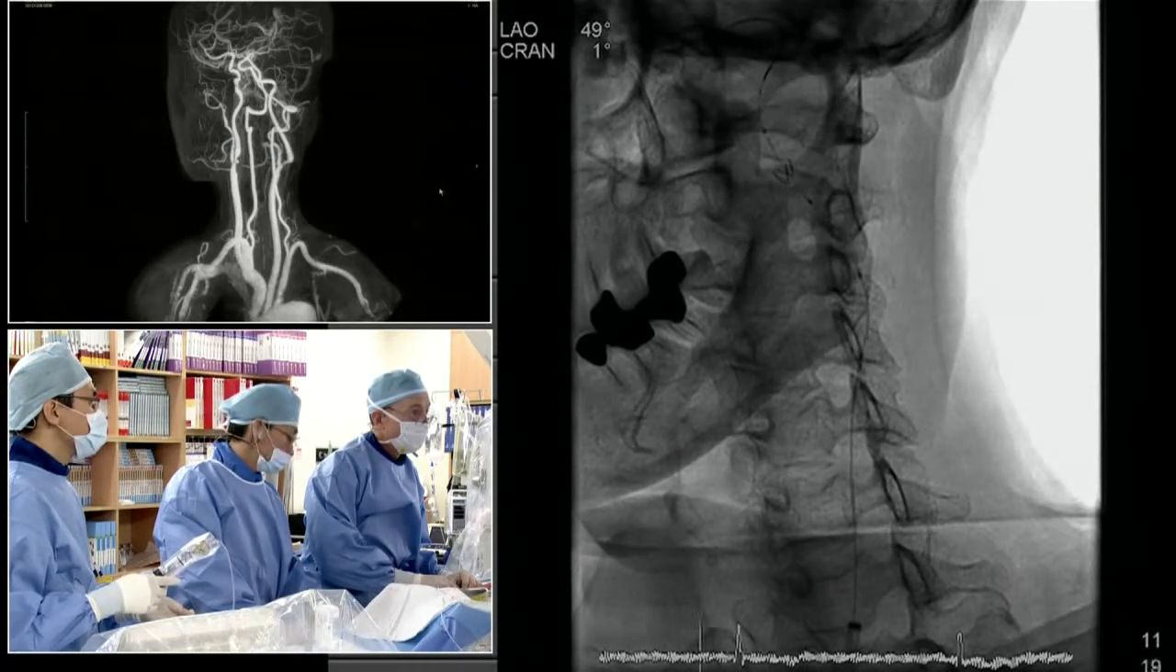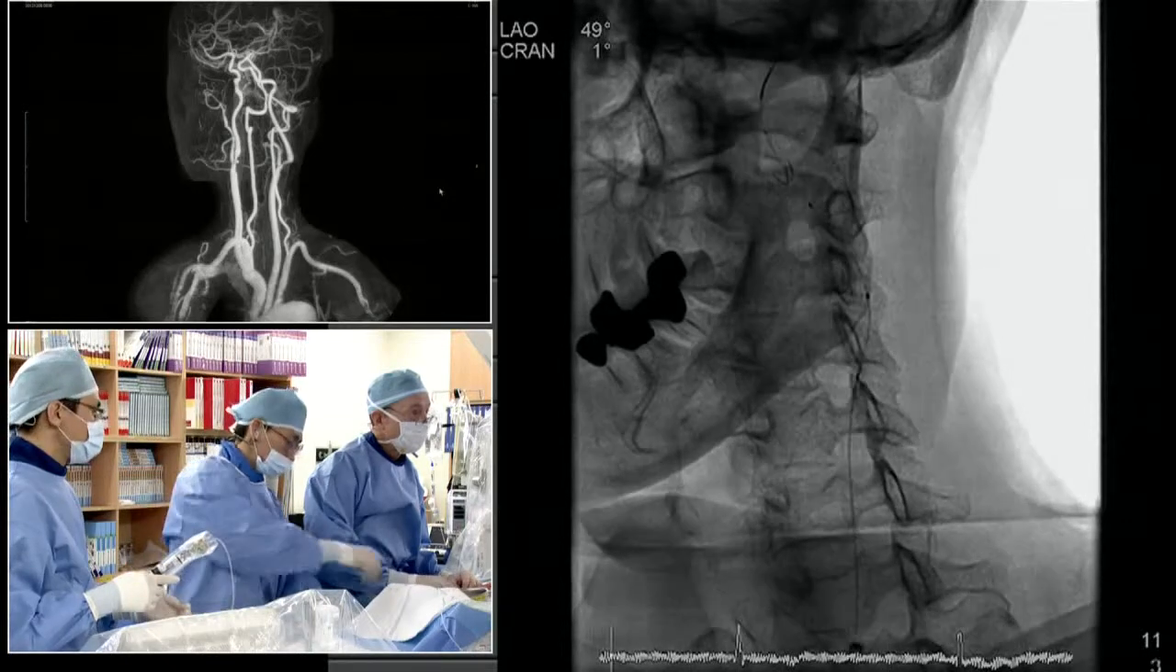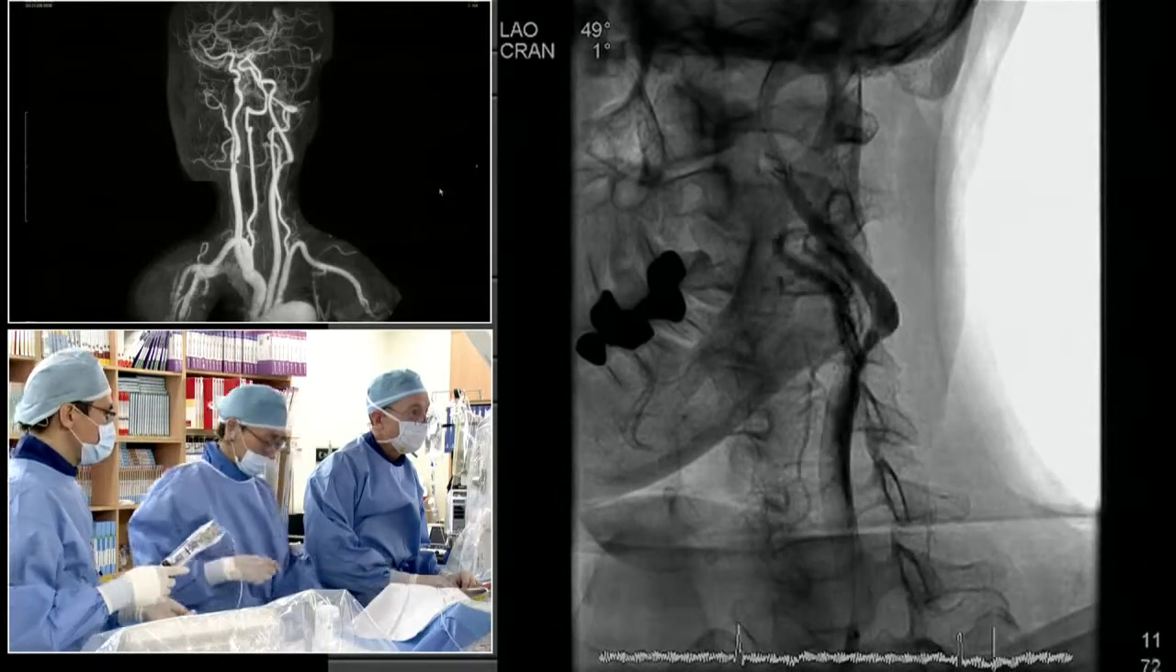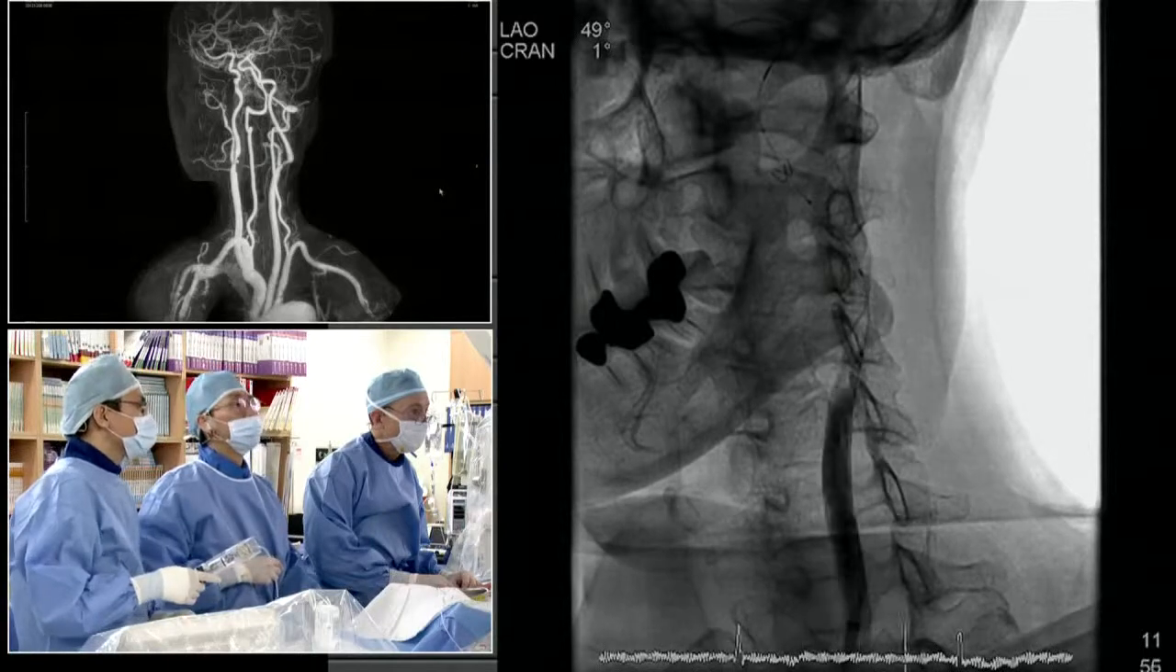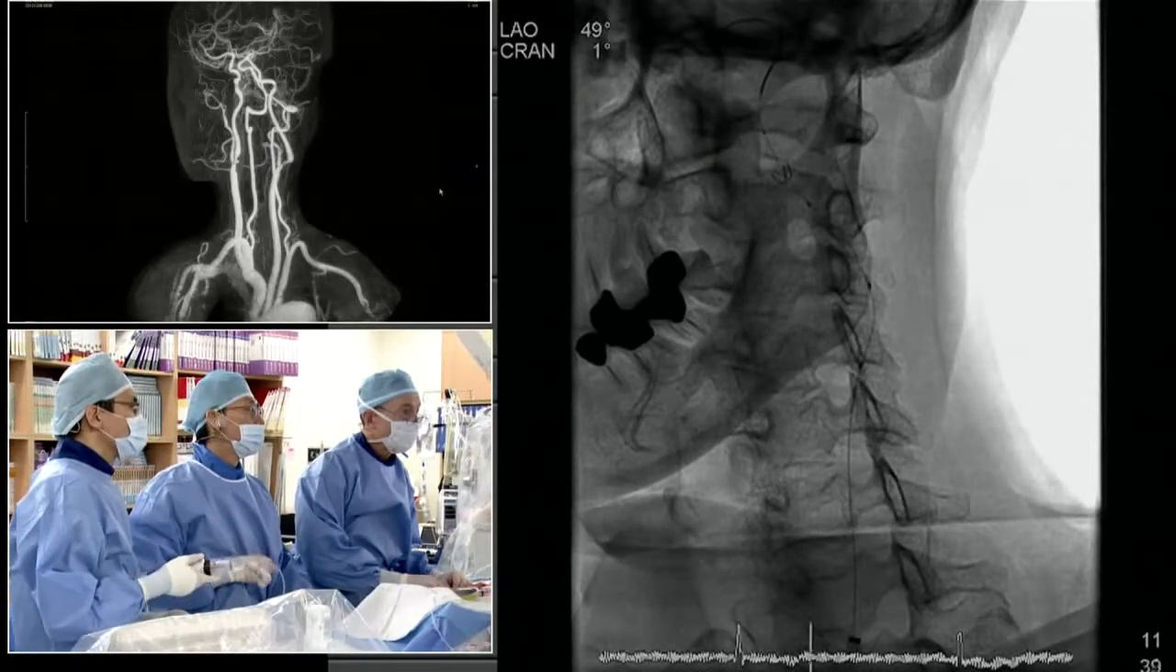And you can see there's kind of an intervertebral space there that I think would probably be a good place to put the distal portion of the stent, kind of just around the curve a little bit there.